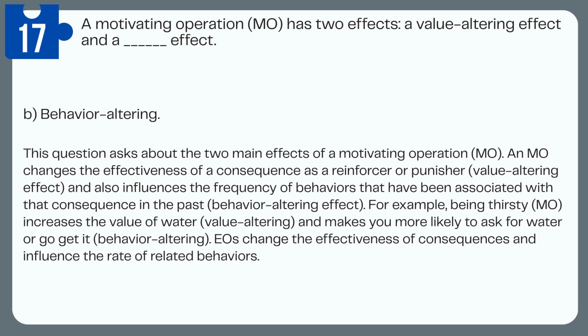An MO changes the effectiveness of a consequence as a reinforcer or punisher (value-altering effect), and also influences the frequency of behaviors that have been associated with that consequence in the past (behavior-altering effect). For example, being thirsty (MO) increases the value of water (value altering) and makes you more likely to ask for water or go get it (behavior altering).